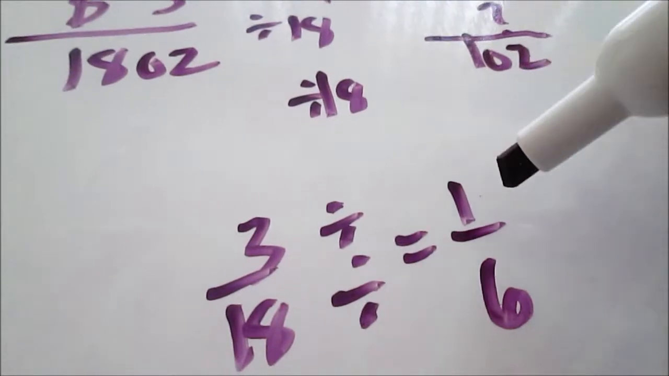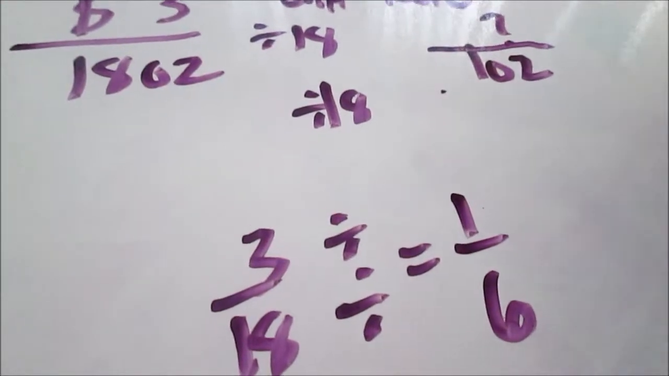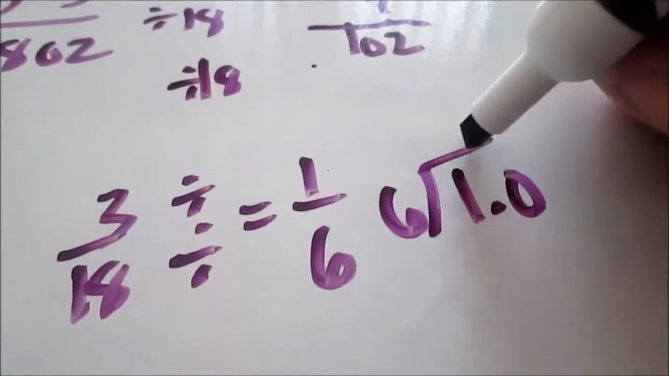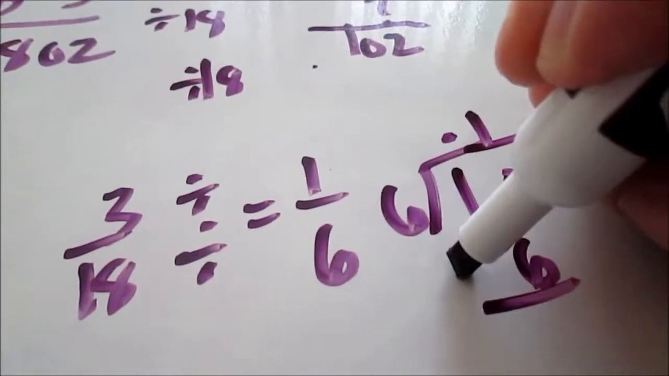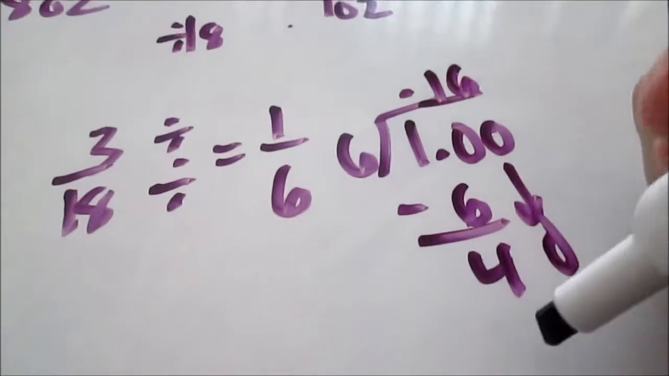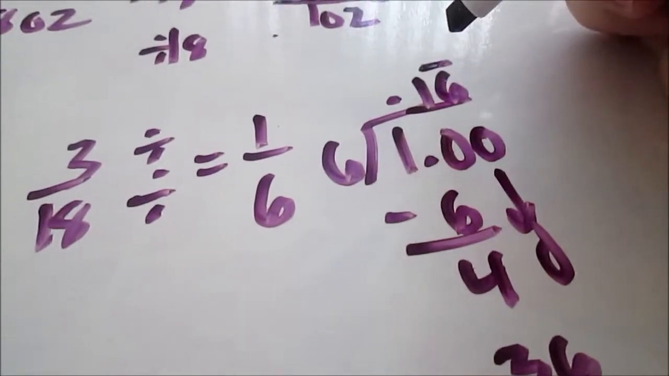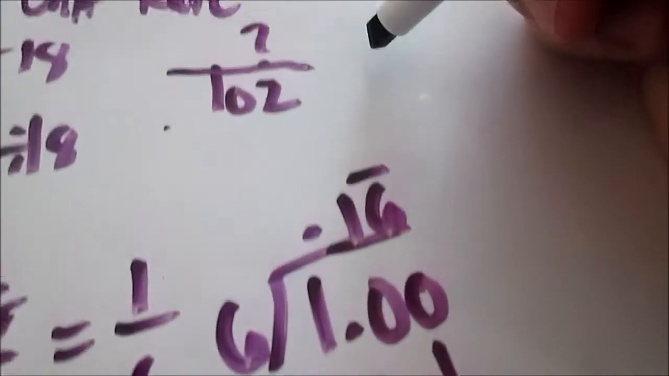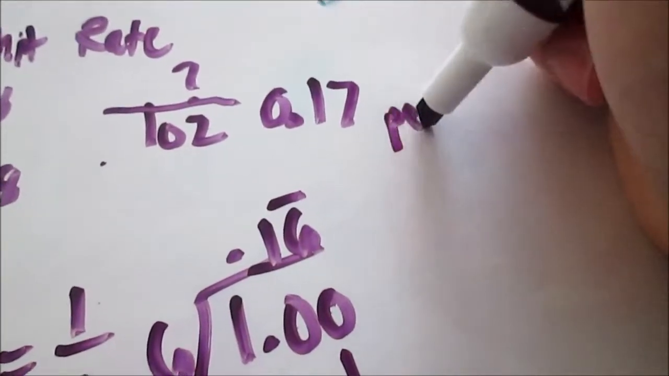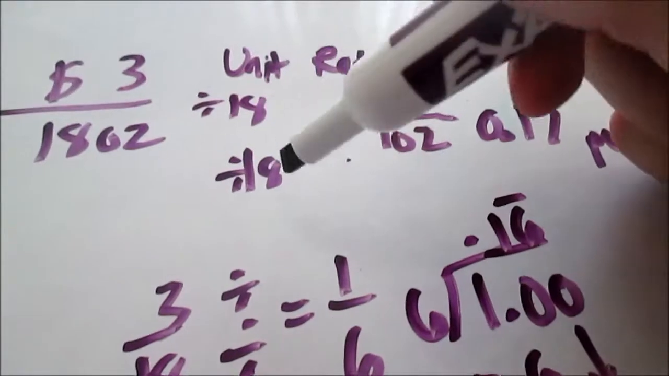So it costs 1/6 of a dollar for 1 ounce. Then to find out how much 1/6 of a dollar is, I can do 1 divided by 6, and it looks like it's going to be 0.16 repeating, so let's round that to 17 cents. 17 cents per ounce. That is my unit rate. Use simplifying fractions when you can to make things smaller and easier to work with.